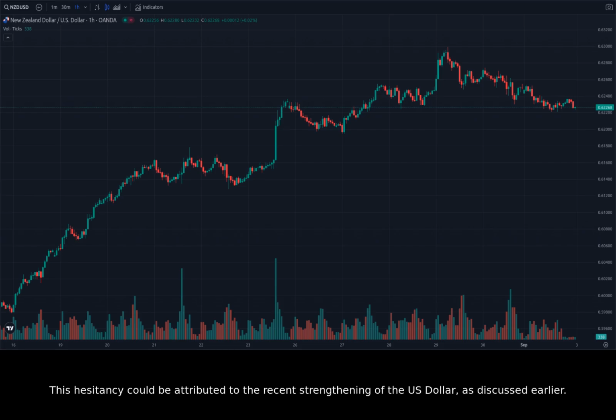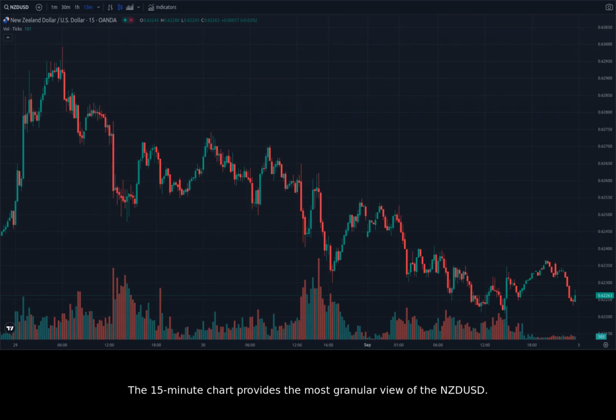This hesitancy could be attributed to the recent strengthening of the US dollar, as discussed earlier. Traders might be holding back until they see a stronger indication of a sustained bullish trend in the NZD. The 15-minute chart provides the most granular view of the NZDUSD.